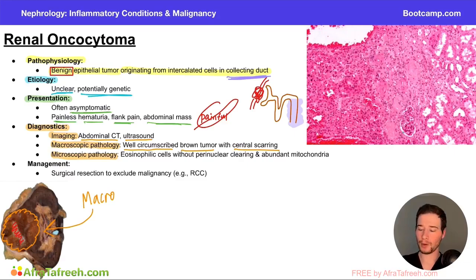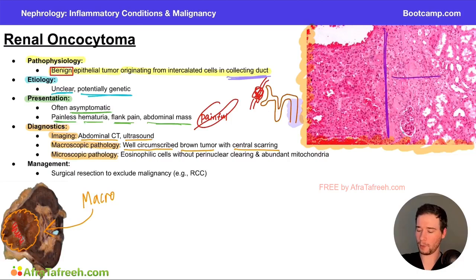Now, when we look at microscopic views, we're going to draw our attention over here. And I think if you look at this closely, you can probably delineate a very stark contrast from where I'm drawing the purple line between what's going on over here and what's going on over here.